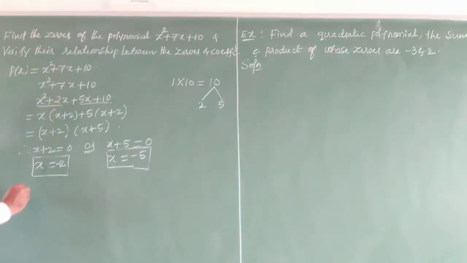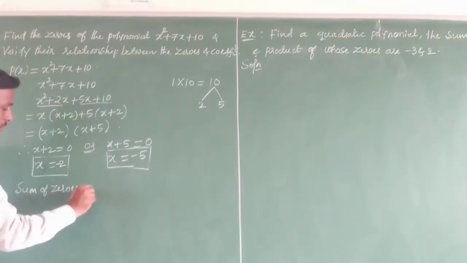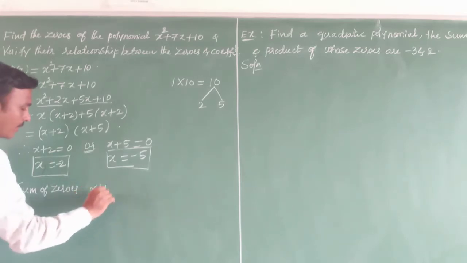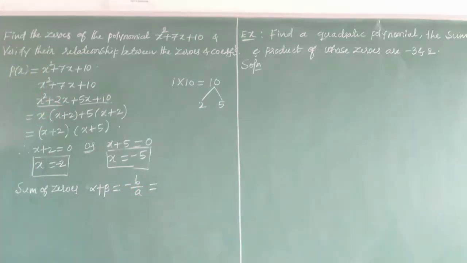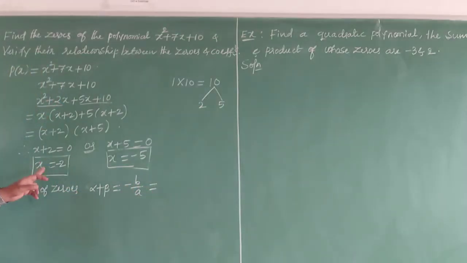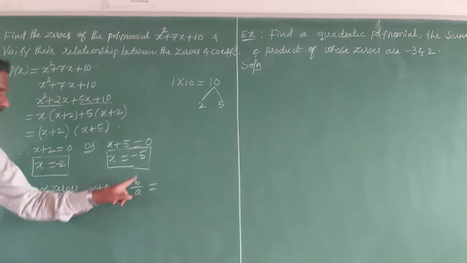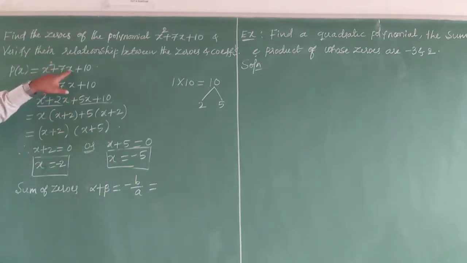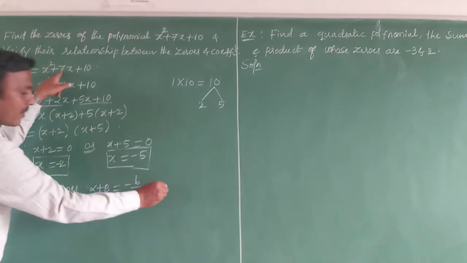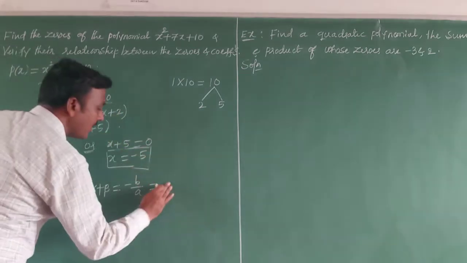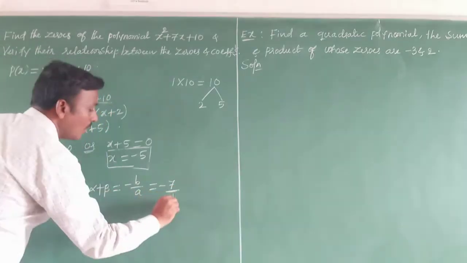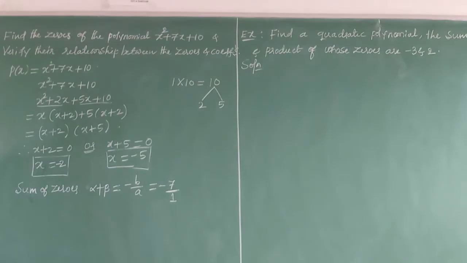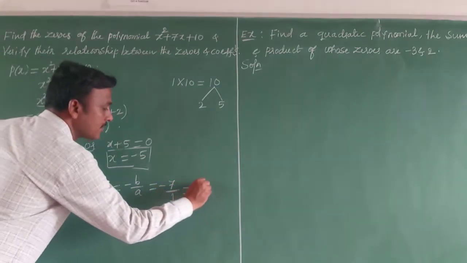What is the relationship? Sum of zeros, that is alpha plus beta is equal to minus b divided by a. So actually alpha plus beta is minus b by a. See, b, the coefficient of x, is 7. Here the minus sign as it is, 7 divided by a, the coefficient of x square, is 1. Minus 7 by 1 gives us minus 7 only.